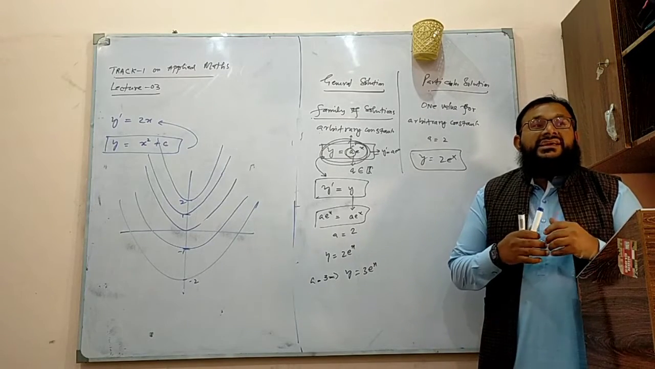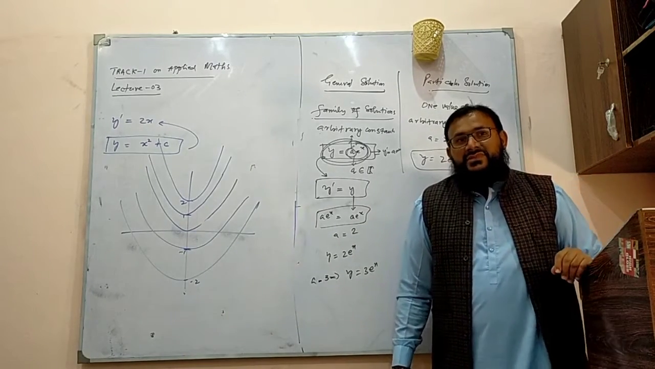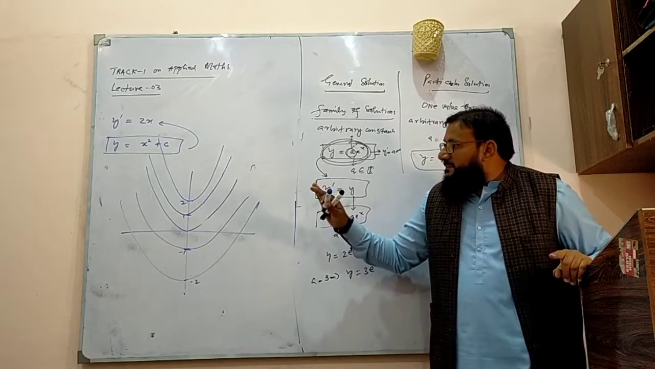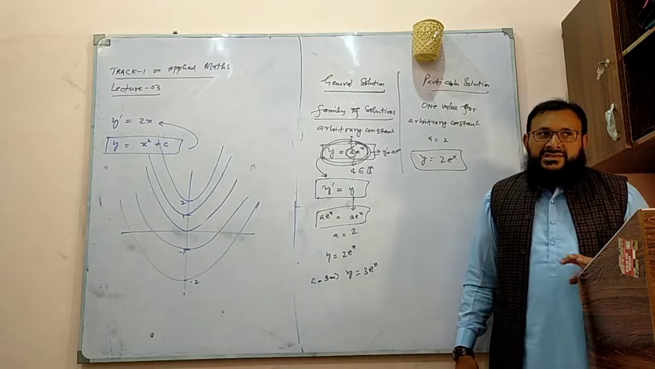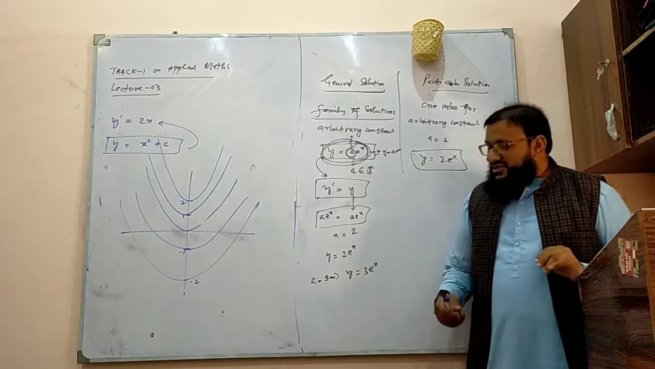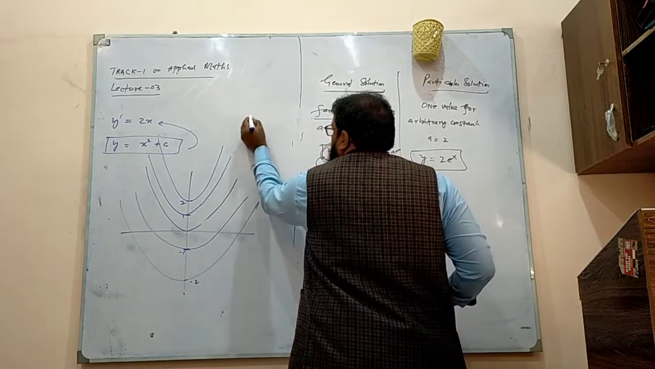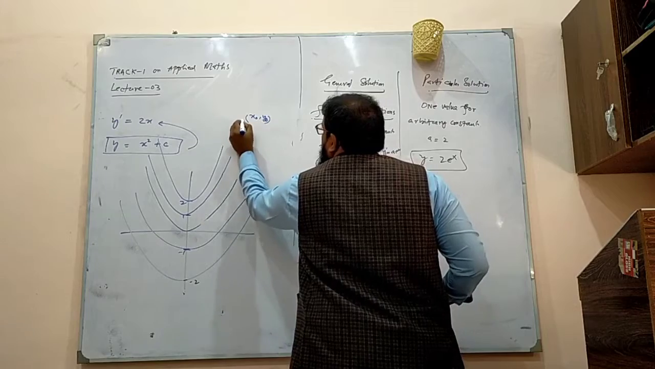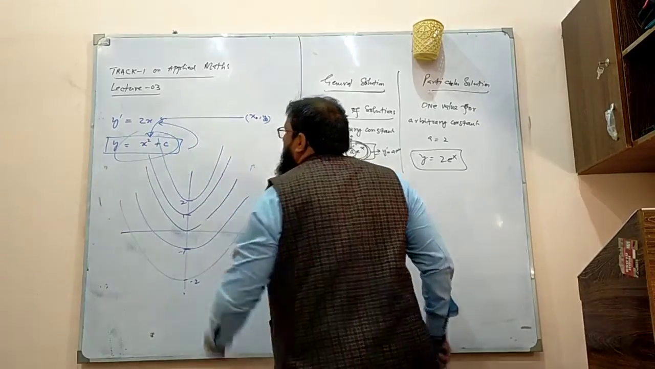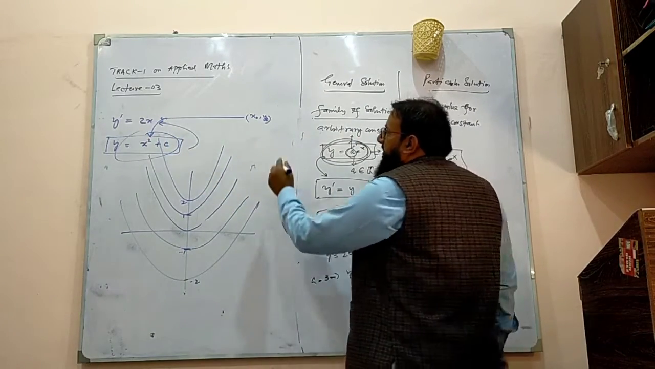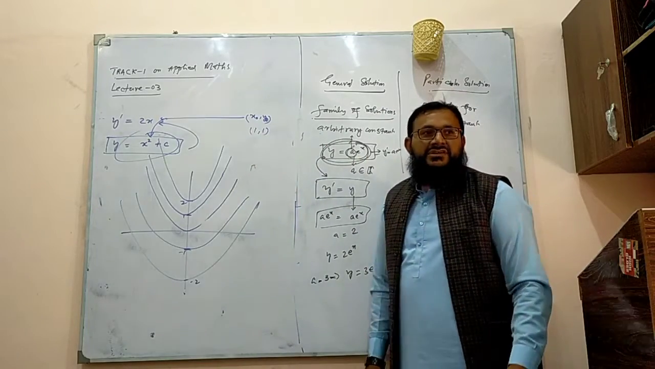Now, how can you get a particular solution out of a family of solutions? When you are given some extra conditions, we call those initial or boundary conditions. So, to get a particular solution, you always need some extra conditions. We call these conditions either initial conditions or boundary conditions. What happens is that you are given a point x naught, y naught from where your solution passes. For example, that point is 1, 1.